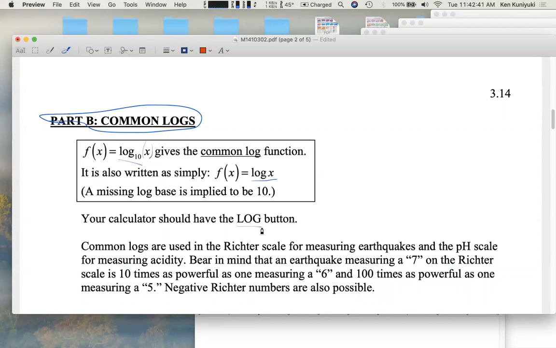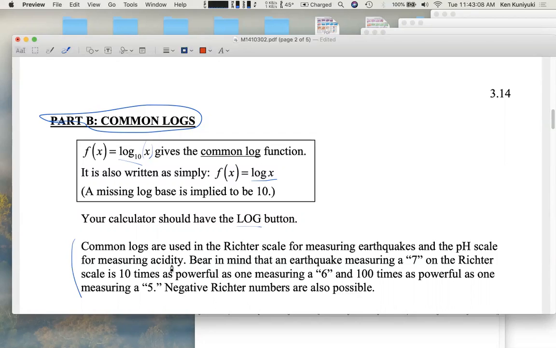In other cases, when I say log, I might mean a generic logarithm. Here, we mean a common log. So if you don't see a base in a particular problem, assume it's 10. Now, common logs are used in the Richter scale for measuring earthquakes, although there are more sophisticated scales nowadays. Also, they're used in the pH scale for measuring acidity in chemistry.